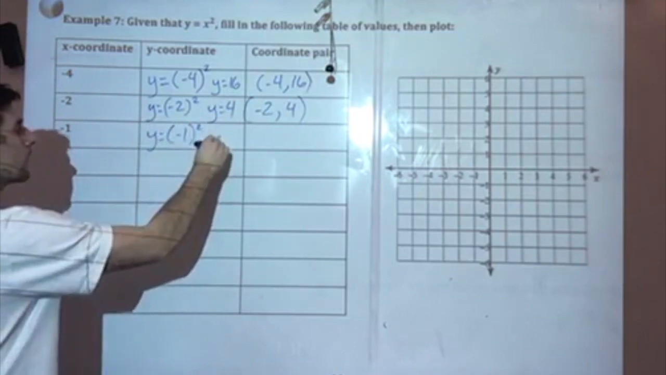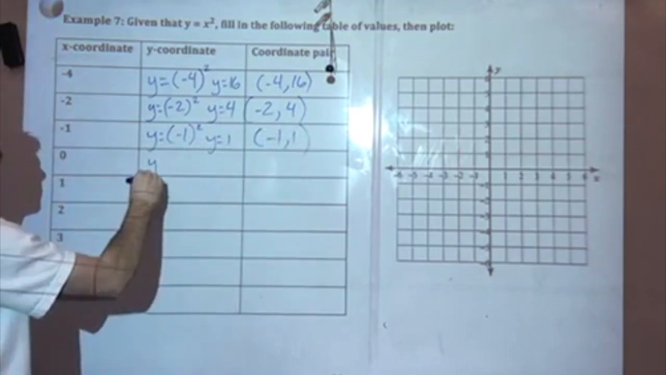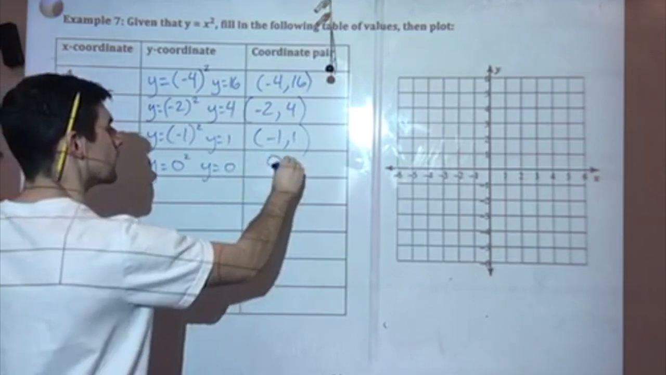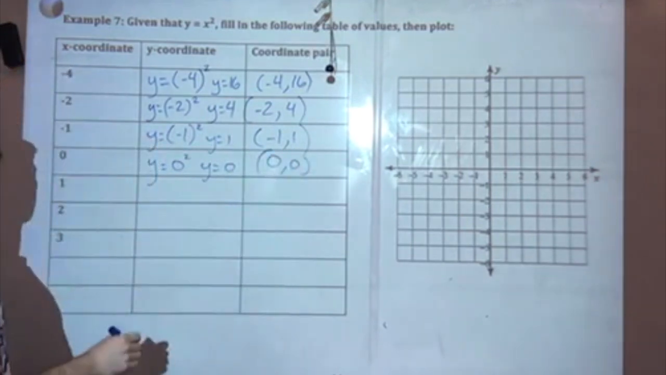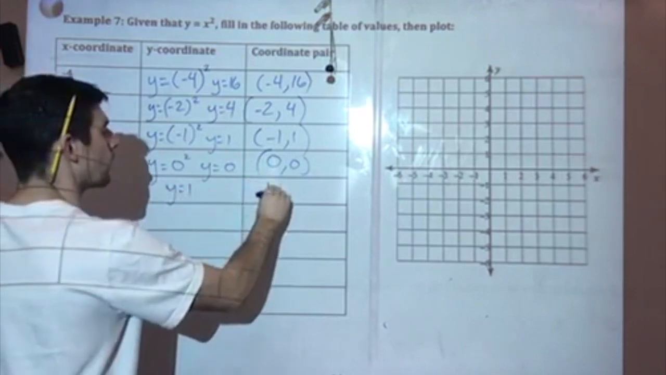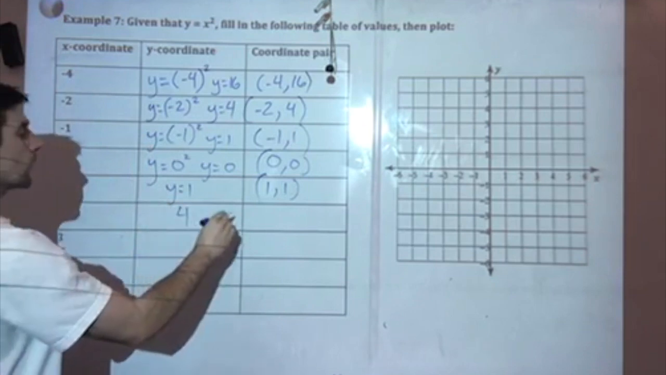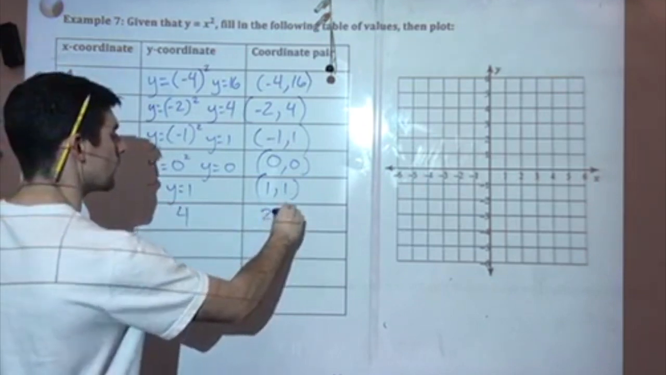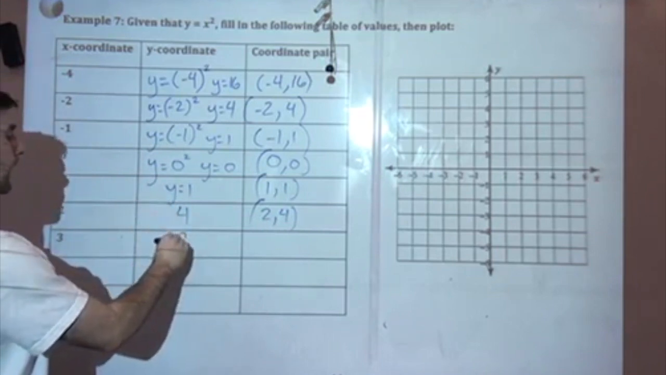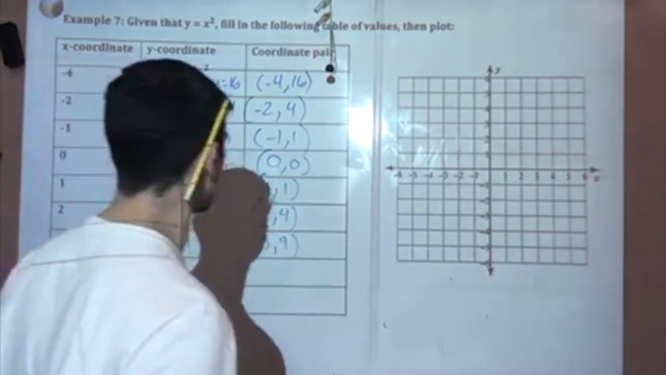I'm going to pick it up. It's (-1, 1). That was easy. It's just (0, 0). Check it out. It's going to pass right through the origin. If I have 1 squared, that means y is going to be 1. This is (1, 1). 2 squared, that's 4. So (2, 4). Then 3 squared is 9. So (3, 9). All right, let's plot some points.